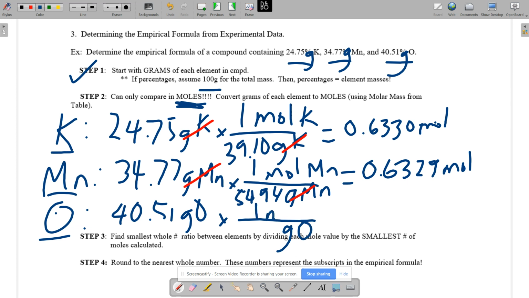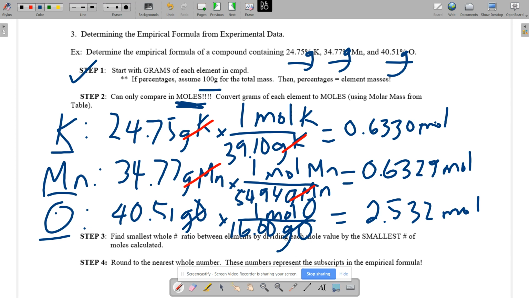So I've got grams O, 1 mole O, molar mass of oxygen. You guys probably have that memorized by now, 16. Okay, so I'm going to take 40.51 and divide by 16. And that looks like about 2.532. Yes? Okay, so now we have our 3 mole values. You can kind of see a relationship developing already. The K and the Mn are in a 1-to-1. It looks like you can see a relationship with the O as well.